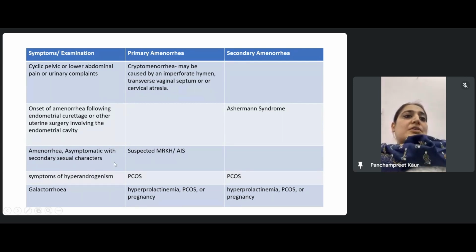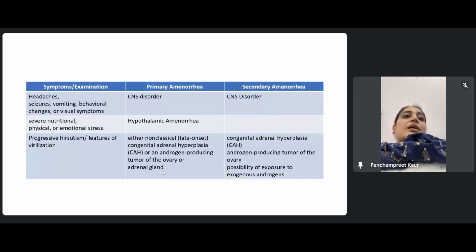Amenorrhea, asymptomatic with secondary sexual characters, can be because of MRKH, which is Mayer-Rokitansky-Küster-Hauser syndrome, or androgen insensitivity syndrome. Symptoms of hyperandrogenism can be present in both the cases, as in PCOS. Galactorrhea, we have to see. Always examine the breast of the patient.